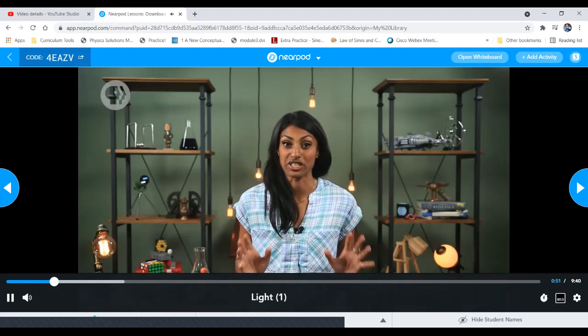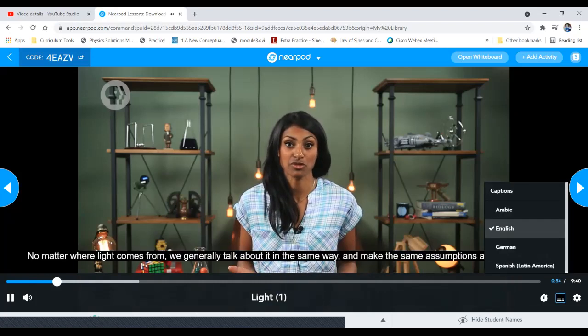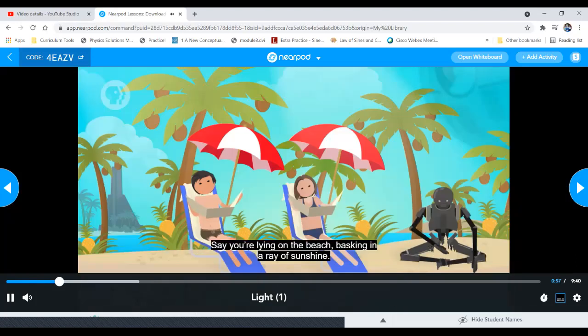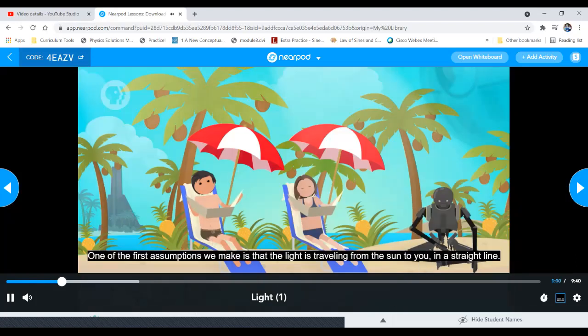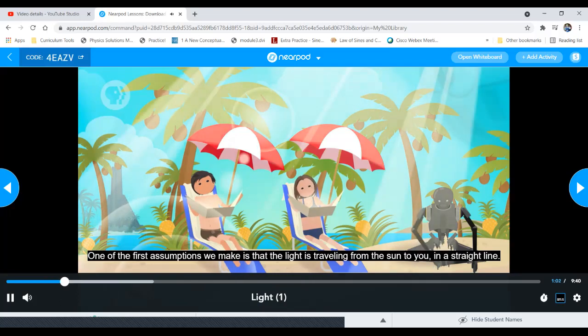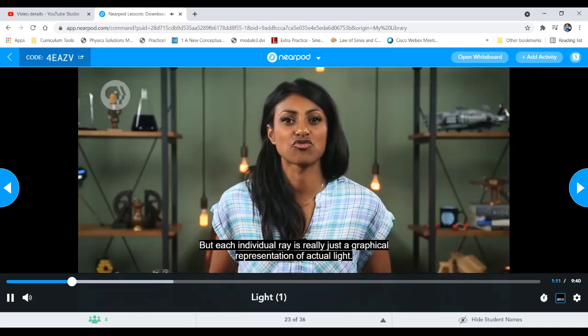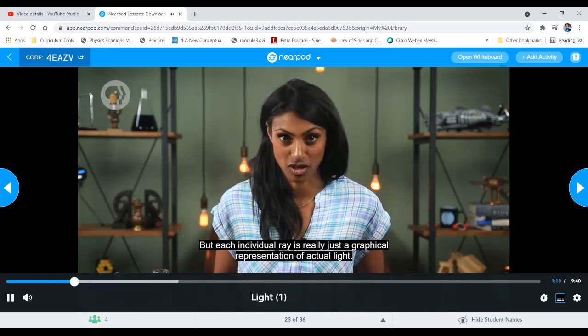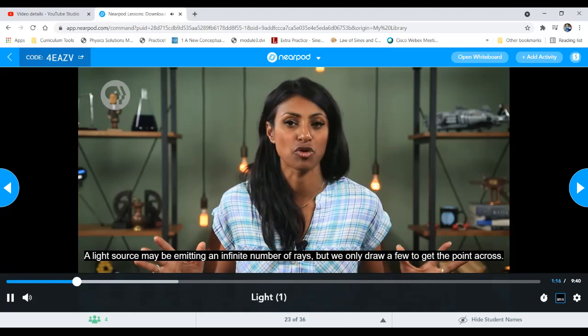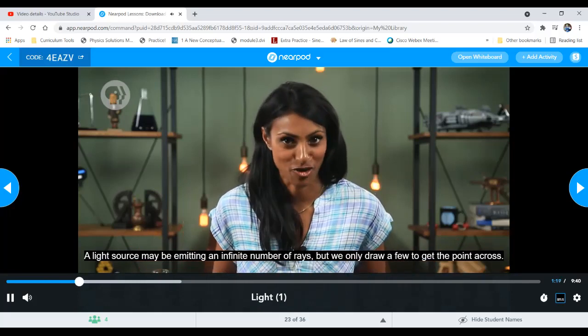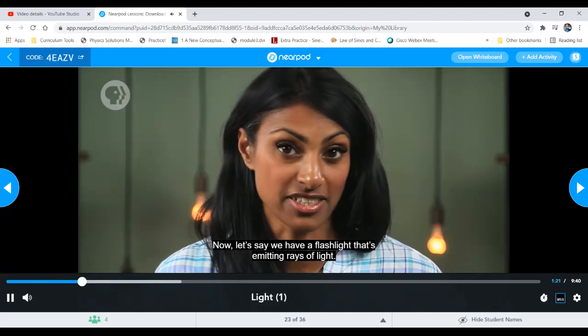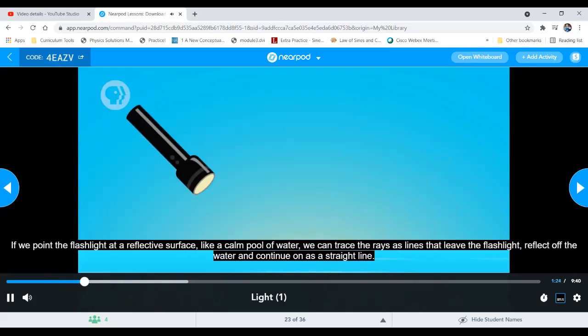No matter where light comes from, we generally talk about it in the same way and make the same assumptions about how it travels. Say you're lying on the beach, basking in a ray of sunshine. One of the first assumptions we make is that the light is traveling from the sun to you in a straight line. This way of thinking about light is called the ray model, and the core tenet of the model is that light travels in straight line paths called rays. But each individual ray is really just a graphical representation of actual light. A light source may be emitting an infinite number of rays, but we only draw a few to get the point across. Now let's say we have a flashlight that's emitting rays of light. If we point the flashlight at a reflective surface like a calm pool of water, we can trace the rays as lines that leave the flashlight, reflect off the water, and continue on as a straight line.